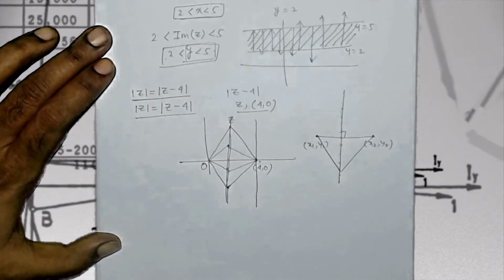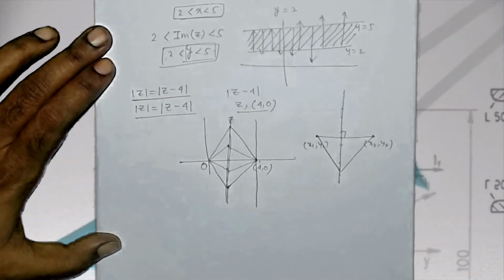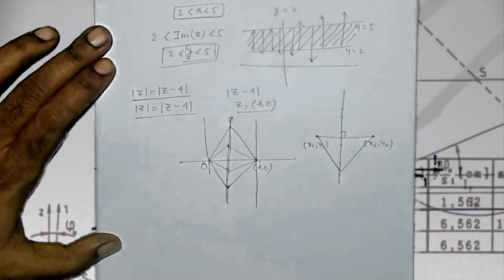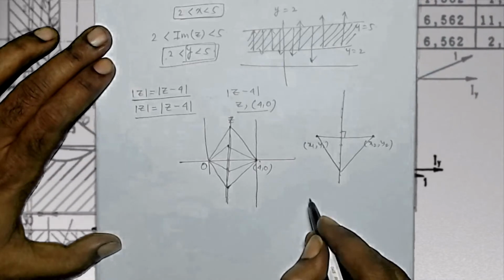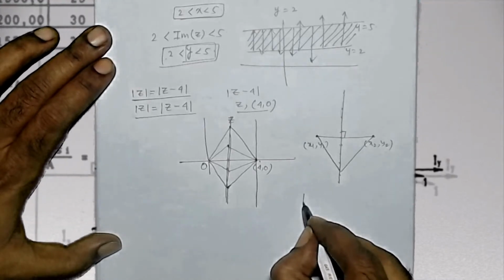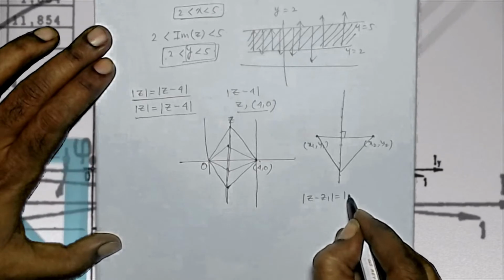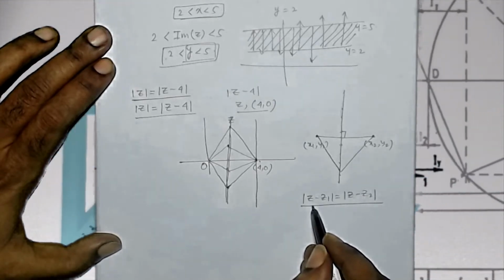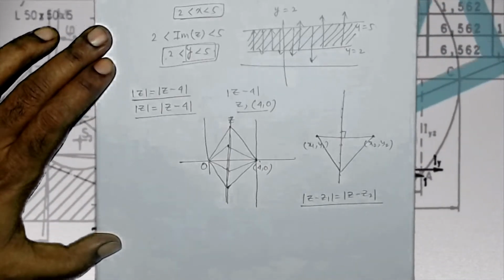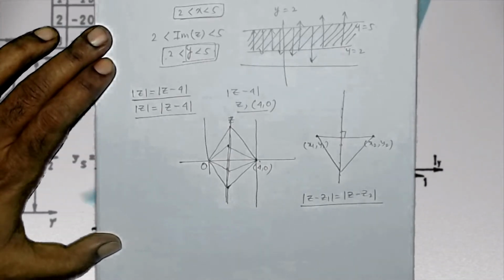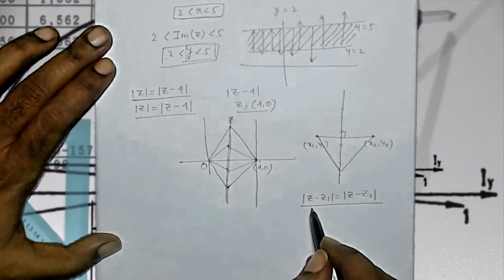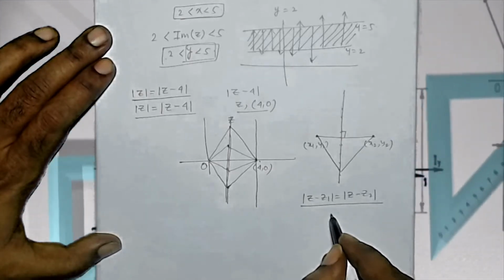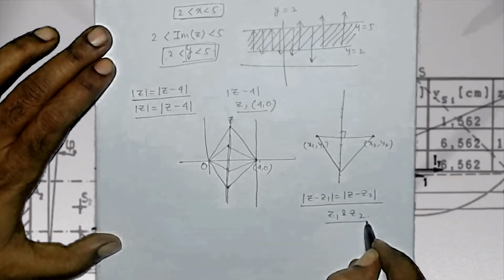Therefore, mod z equals mod of z minus 4 represents the locus of z. Or we can say the complex number z will lie on the perpendicular bisector of the line joining 0, 0 and 4, 0. As simple as that. So from here we can generalize the equation: if mod of z minus z1 equals mod of z minus z2, then this represents the locus of the complex number z. The locus of z will be lying on a line which is the perpendicular bisector of the line joining z1 and z2. Is it clear or not?